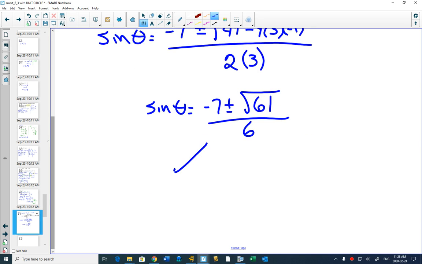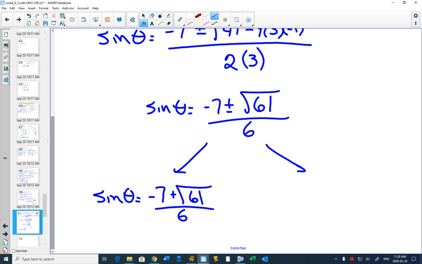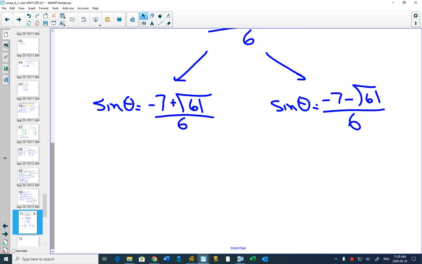And what this really does is give two equations. One where sine of theta is (-7 + √61)/6, and one where sine of theta is (-7 - √61)/6. This is definitely on the calculator part of the exam. That's why they designed it. So they're like, you have to use your calculator.